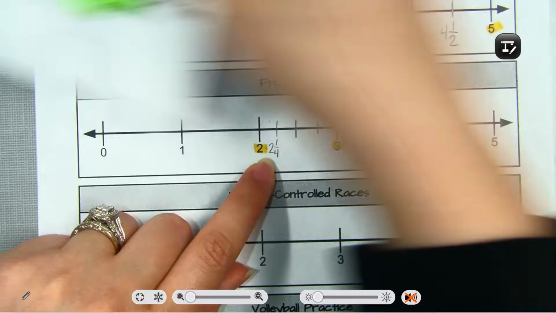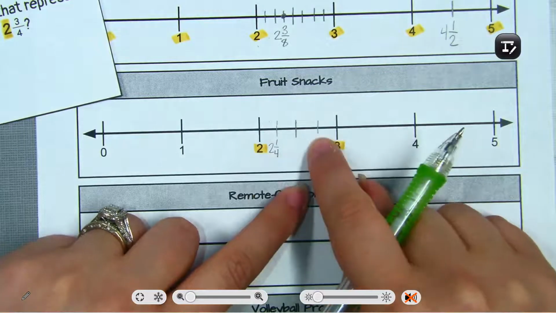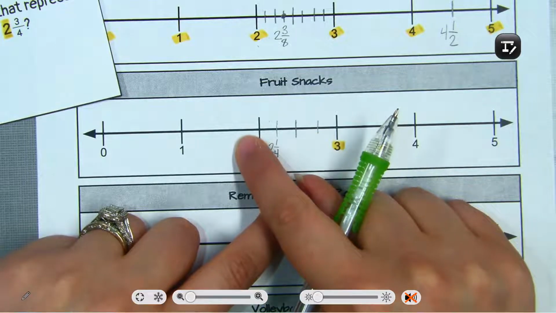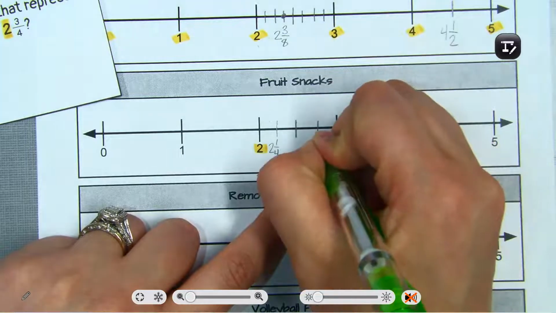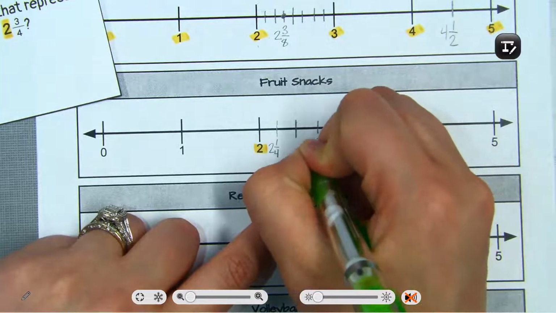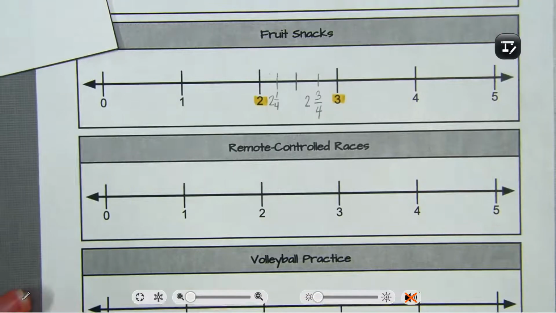I also need to show 2 3/4. So here's 2 3/4. So I'm going to go 1, 2, 3. So this would be 2 3/4. Okay. Let's look at the next one. Remote control races.